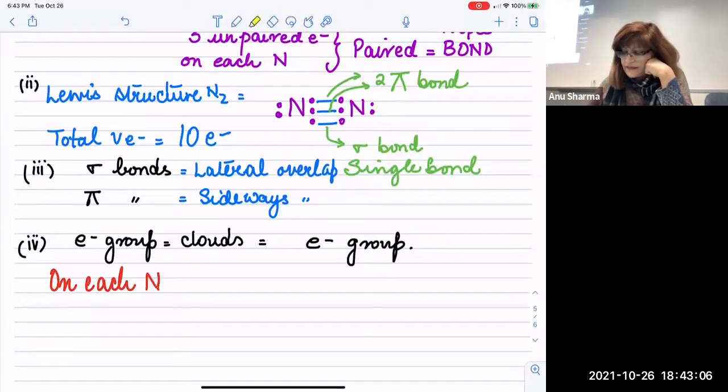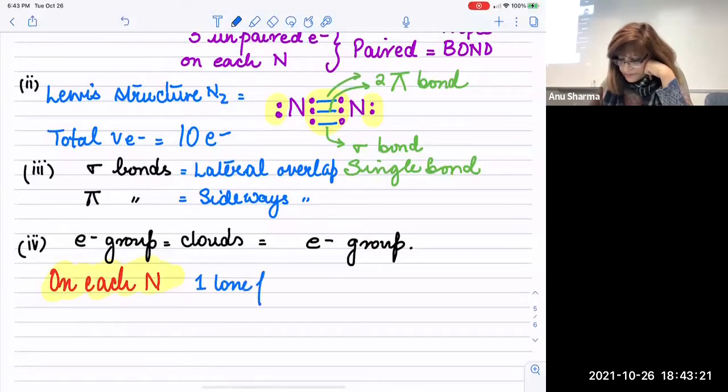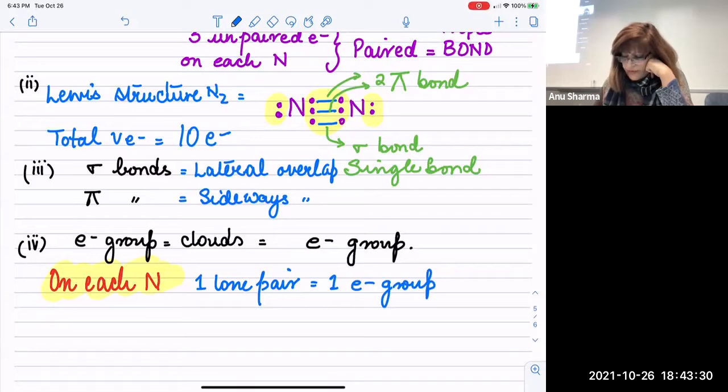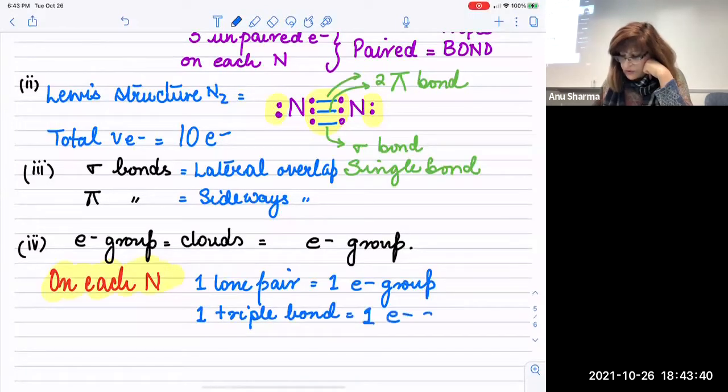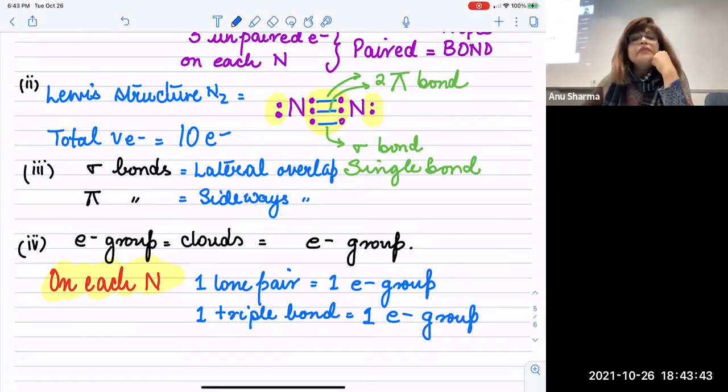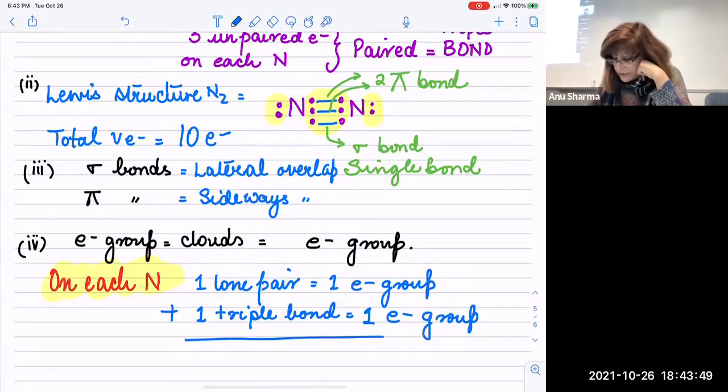One is this set right here. This is one electron group. But then there are these lone pairs also. On each nitrogen, there is one lone pair that constitutes one electron group. And there is the triple bond, which is one electron group. All right, so how many electron groups now? Add these two together.